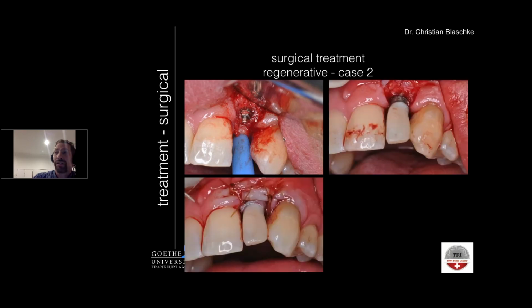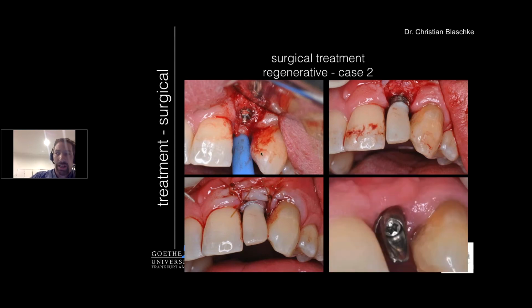This is a temporary crown done on the die. It's not the most beautiful looking one, but it does the trick, to do a little bit of soft tissue shaping for 2 or 3 weeks. And this is our result after a couple of weeks of healing. So this is our new soft tissue, very healthy, very stable looking soft tissue.